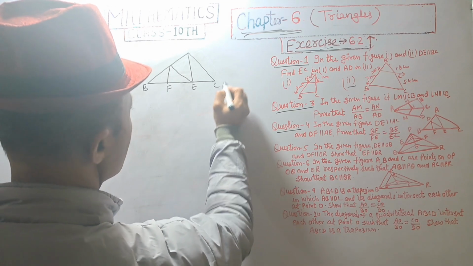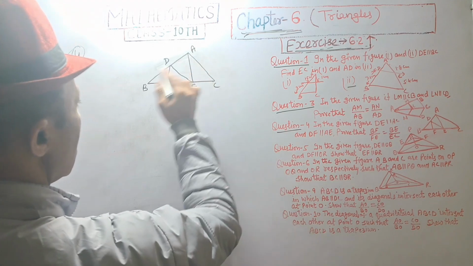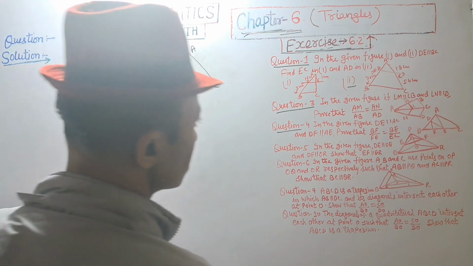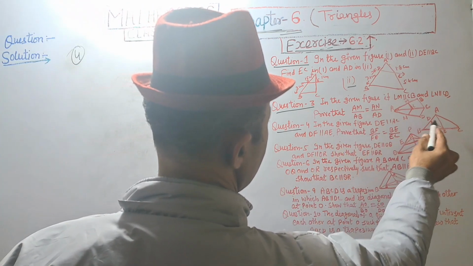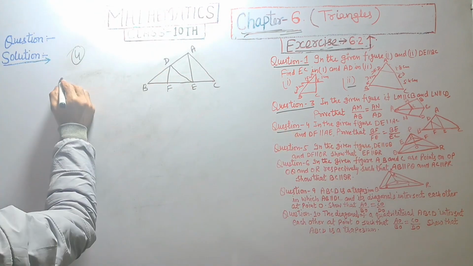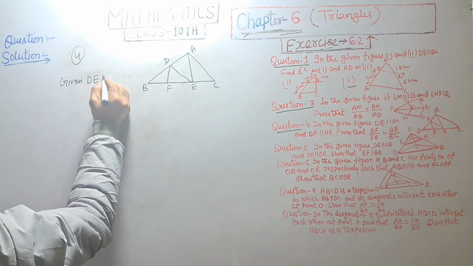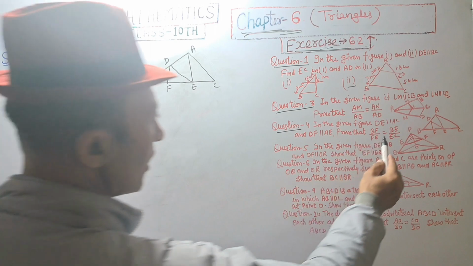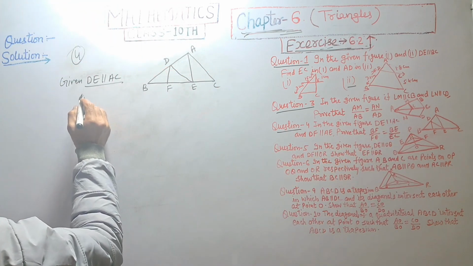In the given figure, DE is parallel to AC, and DF is parallel to AE.